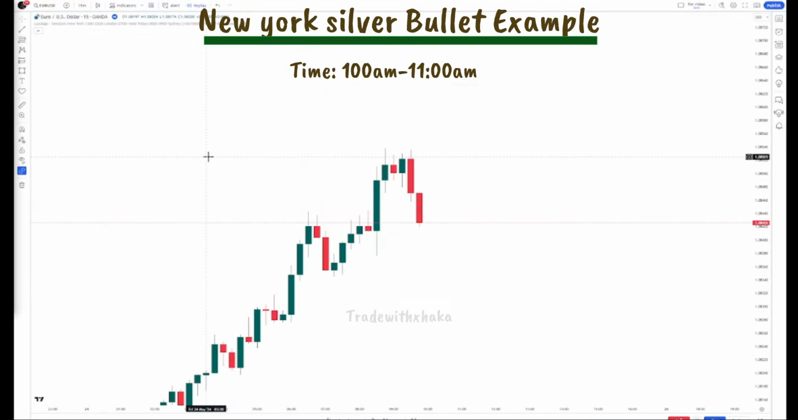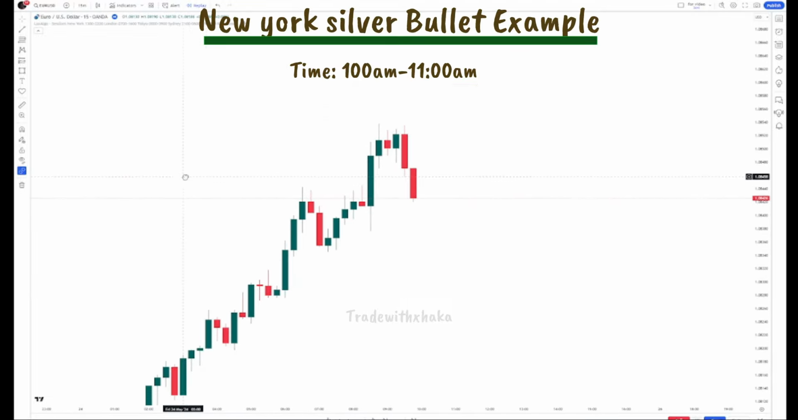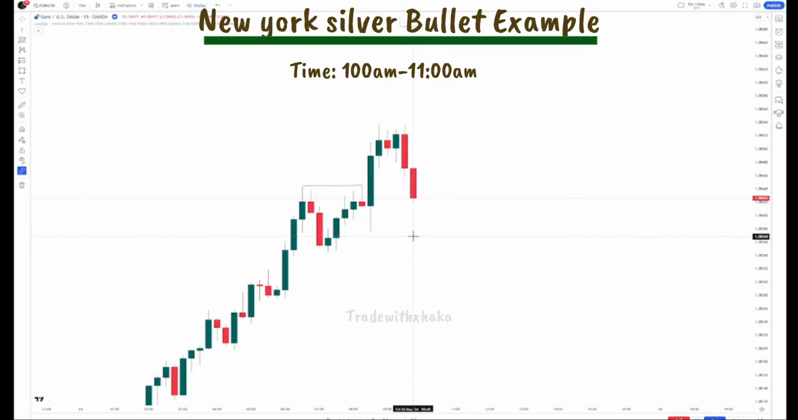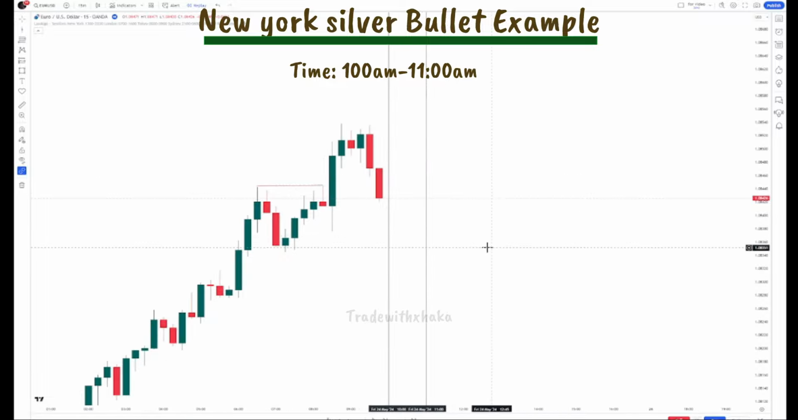So guys, here's the last example, and this is the New York silver bullet. Now we'll see the market buys out liquidity. The market takes out this external range liquidity and pulls back to this zone. What are we anticipating? Let's mark our time. This is 10 o'clock to 11 o'clock, and that's when we're seeking our entry. You can see this is 10 o'clock to 11 o'clock a.m. That's our New York silver bullet time.